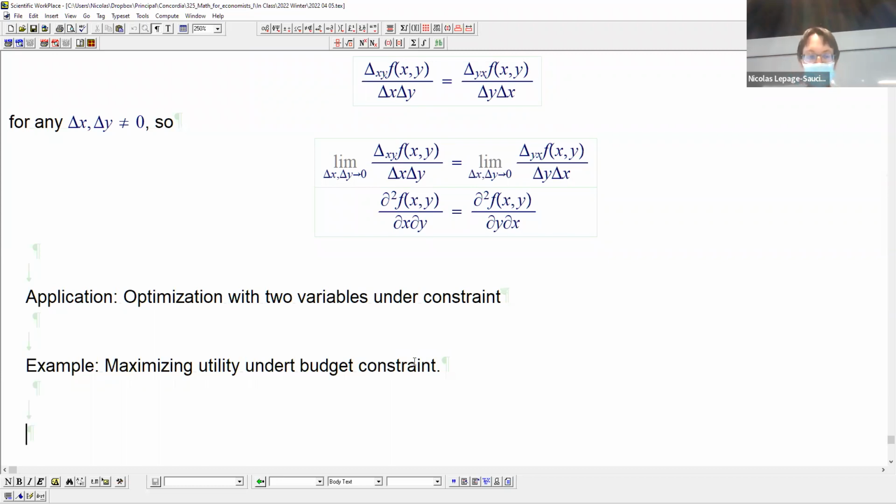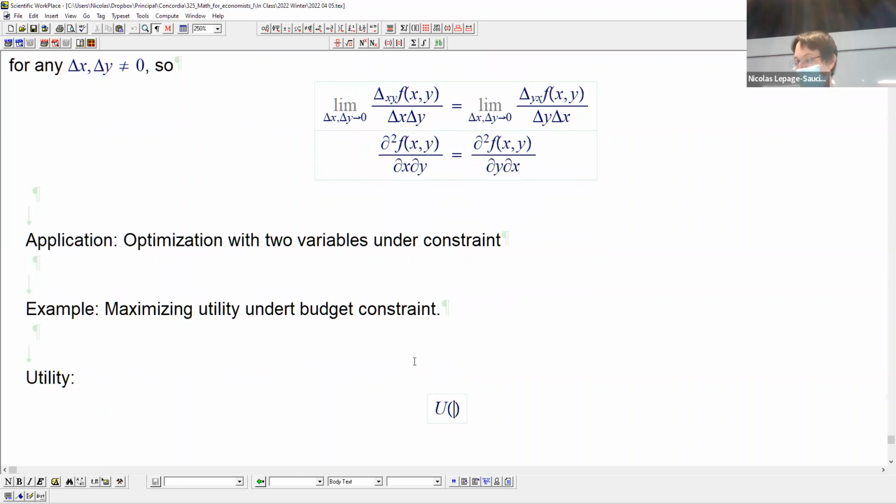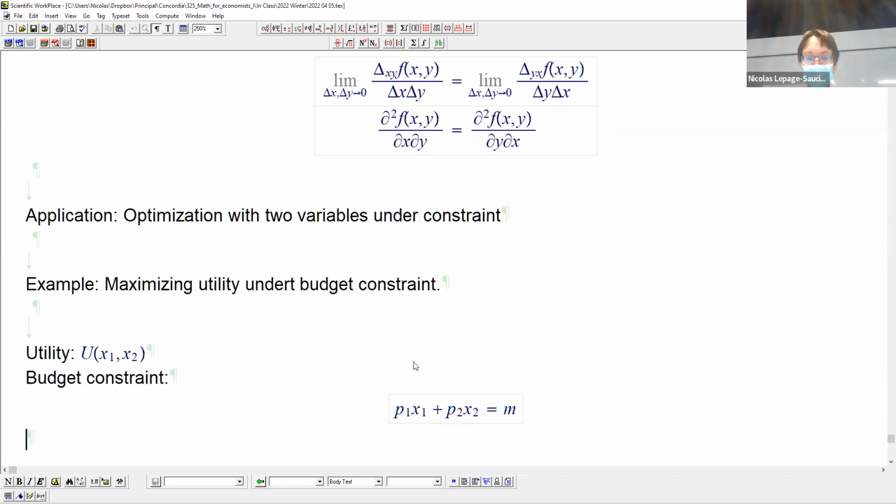All right, so the utility is a function of x1, x2. I'm not going to define what it is. It's just something. And the budget constraint: I'm going to have P1 x1 plus P2 x2 equals some income N.